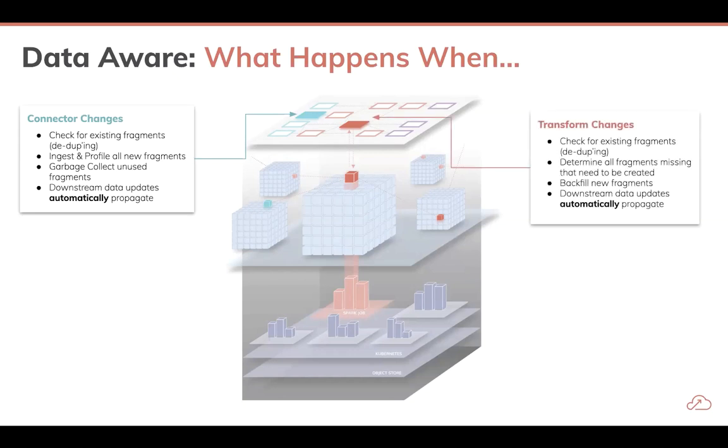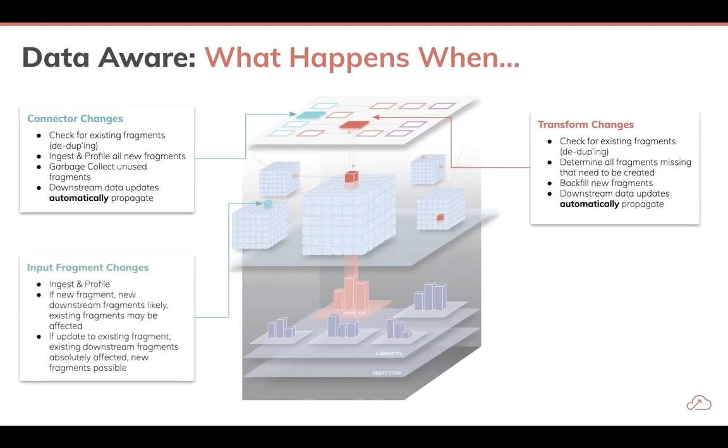Similarly, if a transform in the middle of a section changes, we get a similar benefit. Same thing as what happens upstream, the system just starts to check for existing fragments, and determines which of these fragments may be missing and need to be created. As it does that, and as it backfills, it will automatically propagate that down as well. And this is the great part: it works whether it's part of a new transform that's being created or even a change to an existing one. The PSHA logic happens the same regardless.